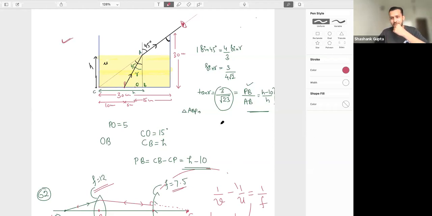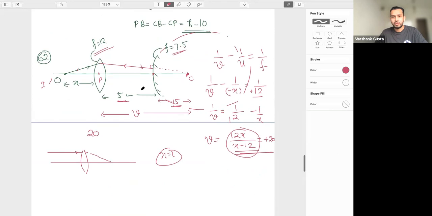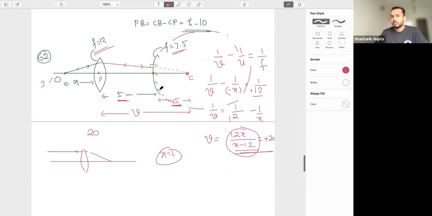Sir, one more time please. Can we put x plus 5 in the mirror formula for 62? X plus 5 in the mirror formula. Yes, you can put. No, but the refraction is happening now. For this lens, the object is not here because it has already shifted. Another line, this line you are talking about, I'm not getting.